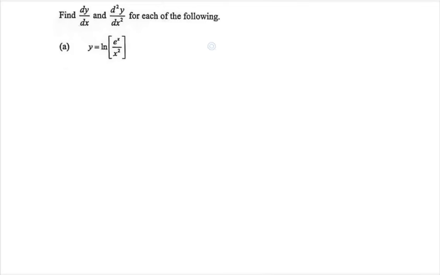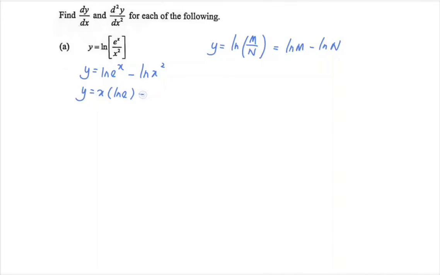My suggestion would be to make use of the law of log, where we have ln of m over n. Again, using the law of log, we have ln m minus ln n. So for this case, y equals ln e^x minus ln x squared. Make use of the situation. So y equals x(ln e), same goes to this part, 2(ln x). So simplify the situation, y equals x minus 2 ln x.